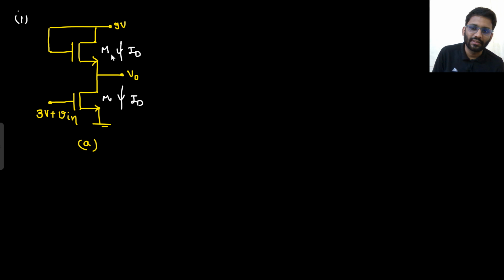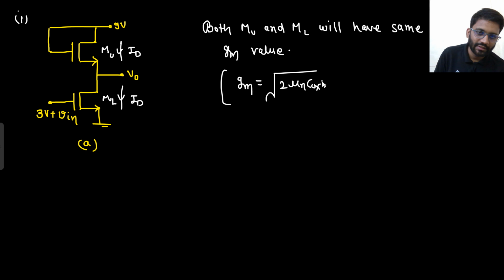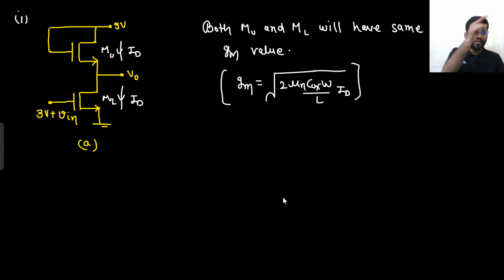So let's call this one upper and this one lower. So both M upper and M lower will have the same gm value. Why so? Because we know one formula of gm, that is root of 2 mu n Cox W by L ID. Can you apply the formula 2 ID upon VGS minus VT? No, you cannot apply it because you don't know the value of VGS here.